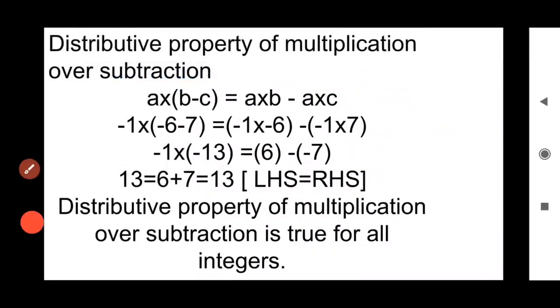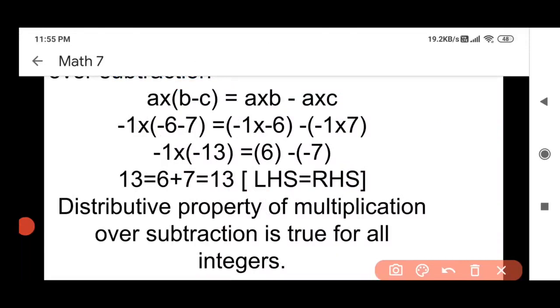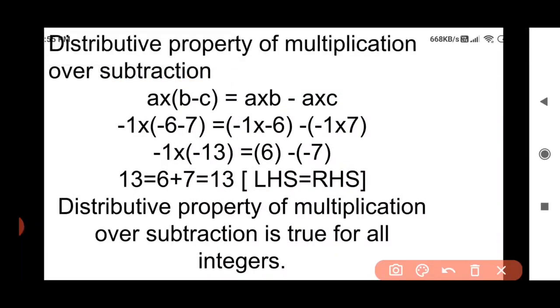Okay. Let's check distributive property of multiplication over subtraction. a into (b minus c) equal to a into b minus a into c. Let's apply the values. a is equal to minus 1, b is equal to minus 6 and c equal to 7. Apply the values in the distributive property of multiplication over subtraction: minus 1 into (minus 6 minus 7) equal to minus 1 into minus 6 minus (minus 1 into 7).